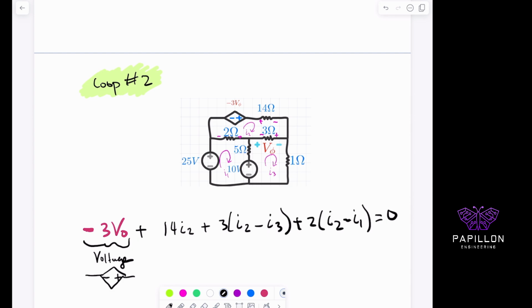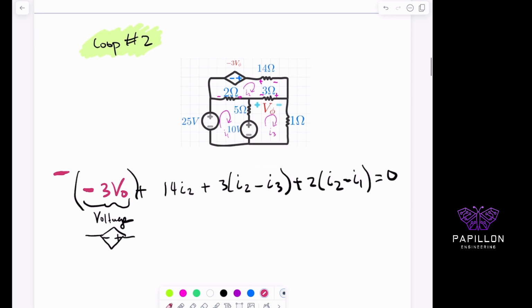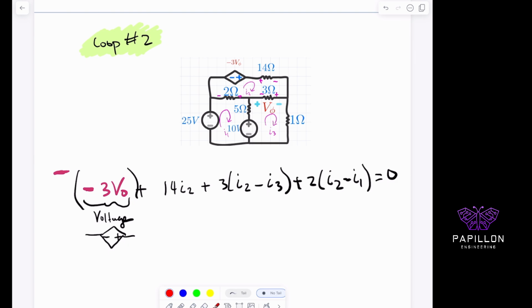Okay, so that is how we do that, but we made one mistake here. At least I'm trying to show you where mistakes can happen, because it's written as minus 3 volts, but the sign convention here, I'm reading it when I go clockwise and negative. This is actually going to be read as minus 3V naught. Okay, so it's really important that you understand that. And why, again, is because of the sign convention here with my polarity.